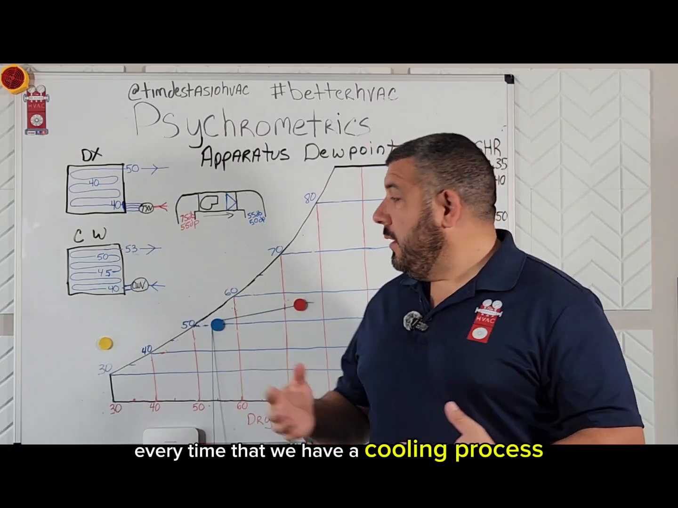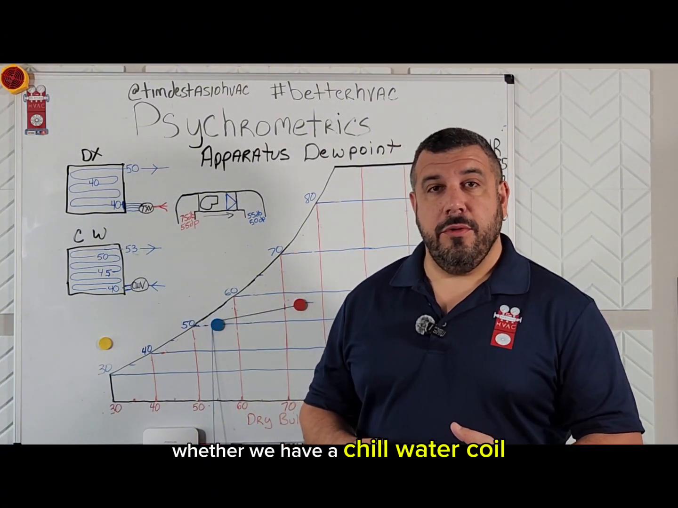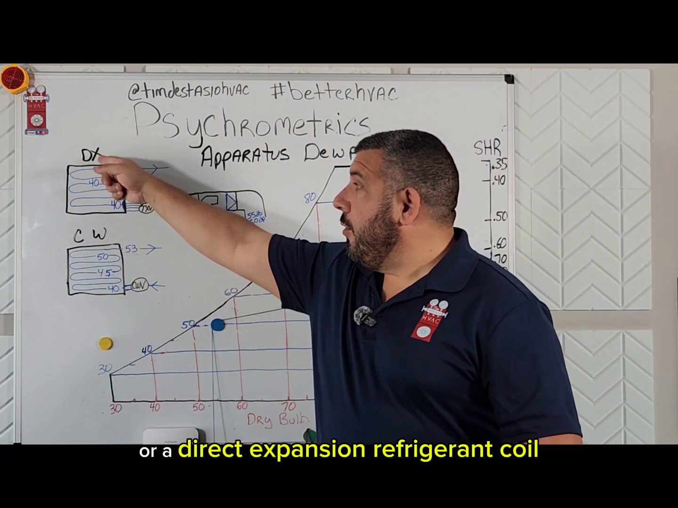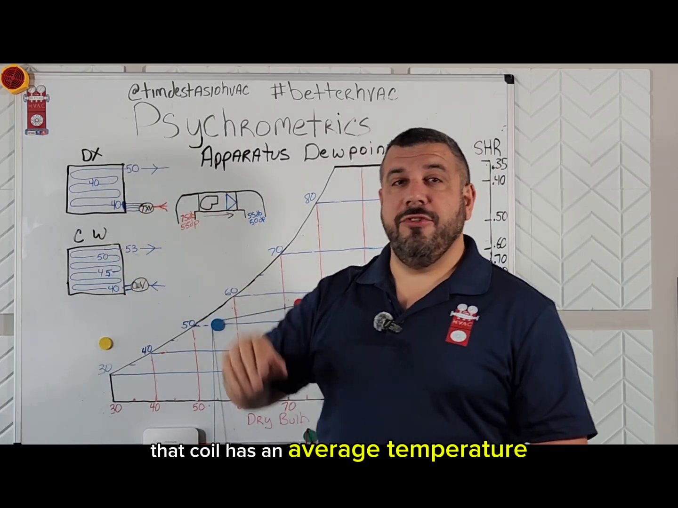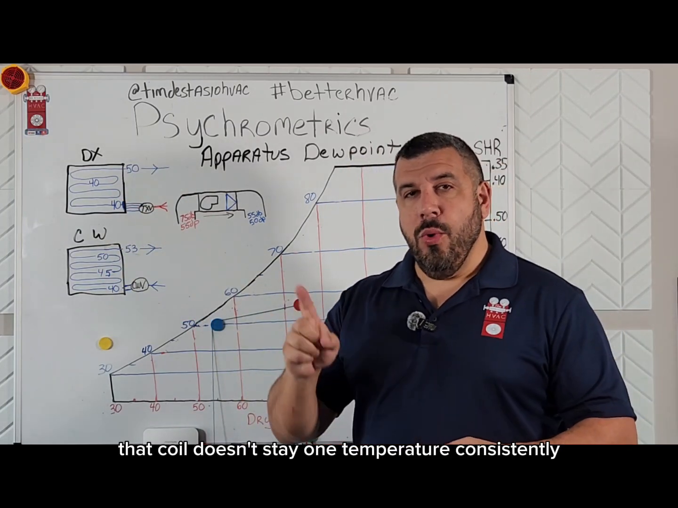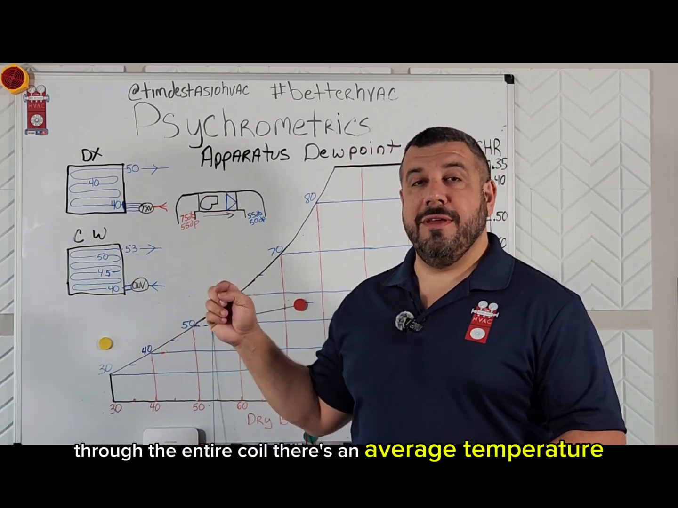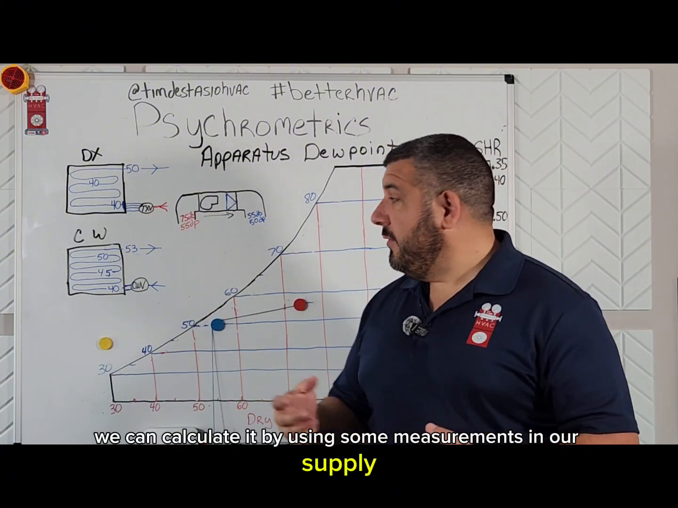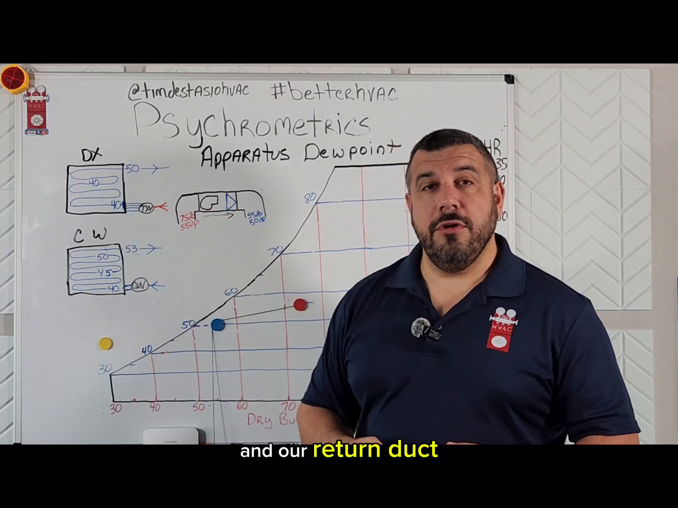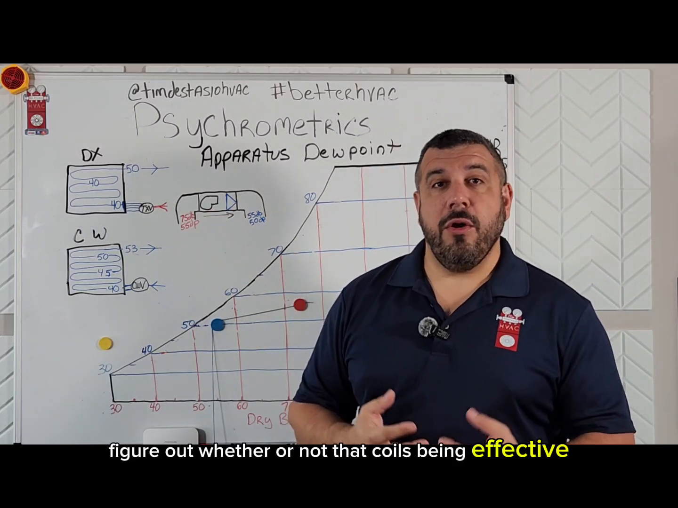Every time that we have a cooling process, whether we have a chill water coil or a direct expansion refrigerant coil, that coil has an average temperature. That coil doesn't stay one temperature consistently through the entire coil. There's an average temperature. We can calculate it by using some measurements in our supply and our return duct to figure out whether or not that coil is being effective.